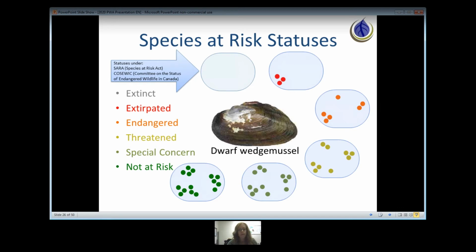And this is just an example of the dwarf wedgemussel, which we have identified in our Petitcodiac watershed. But this one has been extirpated from our waterways, unfortunately. So it was impacted by the causeway that was built over 50 years ago. And we lost this species because it prevented its host fish from swimming upstream and actually securing their reproduction by carrying their larvae upstream.